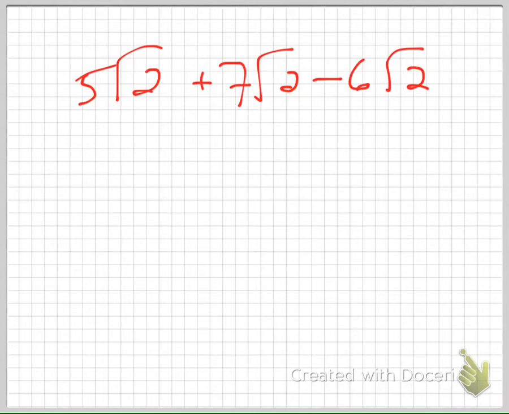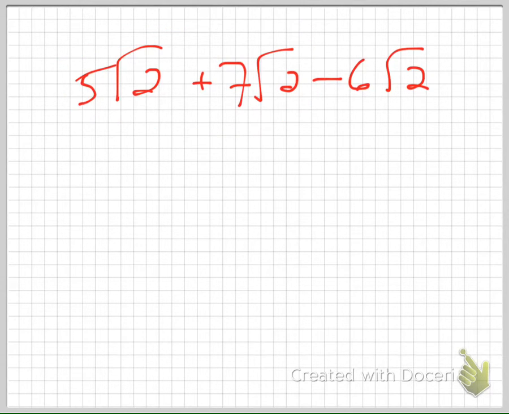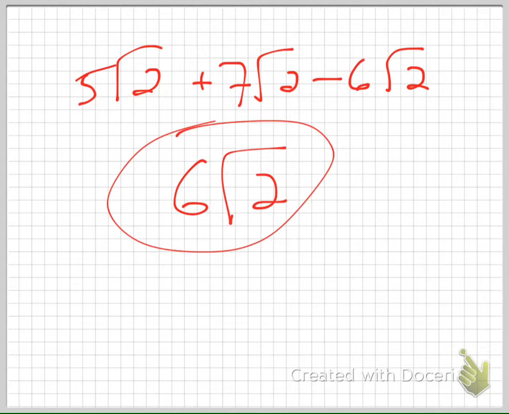So, if I have 5 square root of 2's and I add 7 square root of 2's, what's that going to give me? 12, right? 5 square root of 2's plus 7 square root of 2's is 12 square root of 2's. Minus 6 square root of 2's? The answer is 6 times square root of 2. You treat it just like it was a variable. Does that make sense?